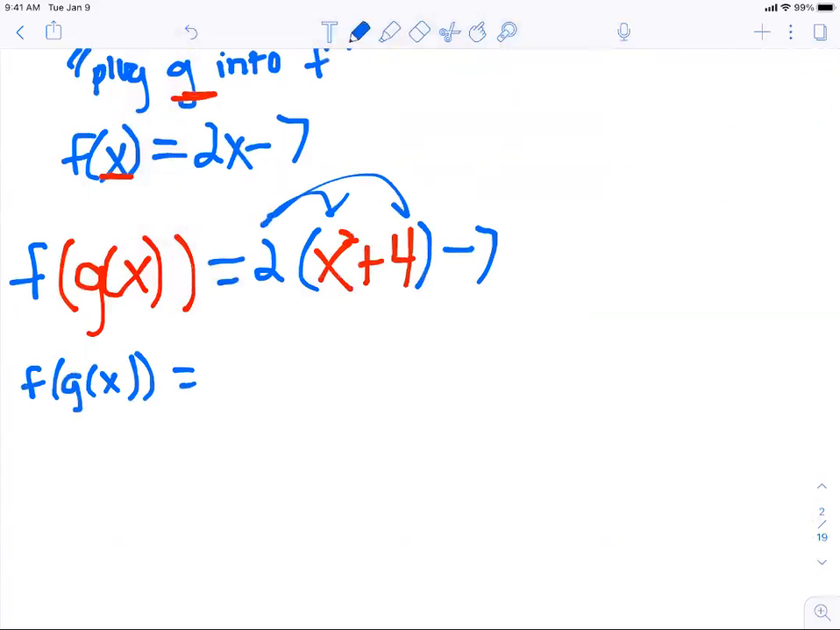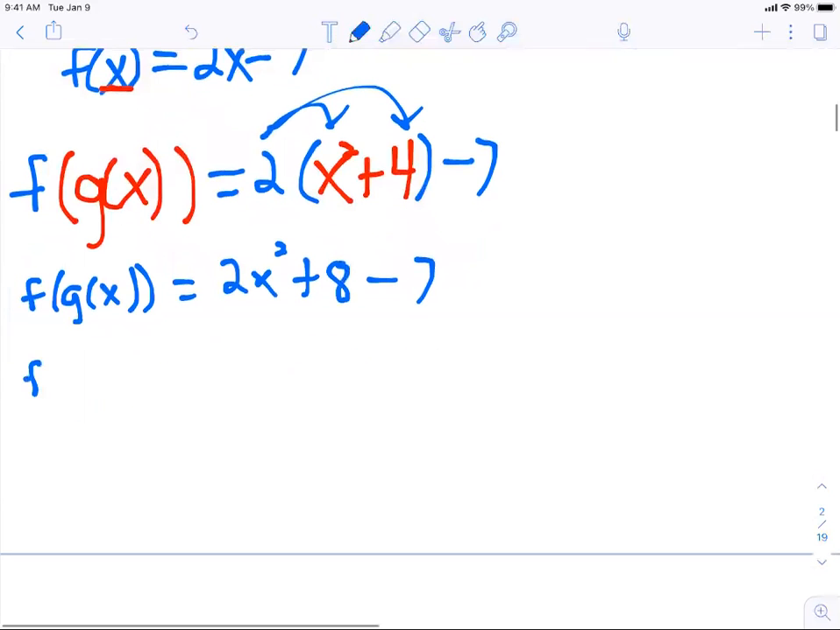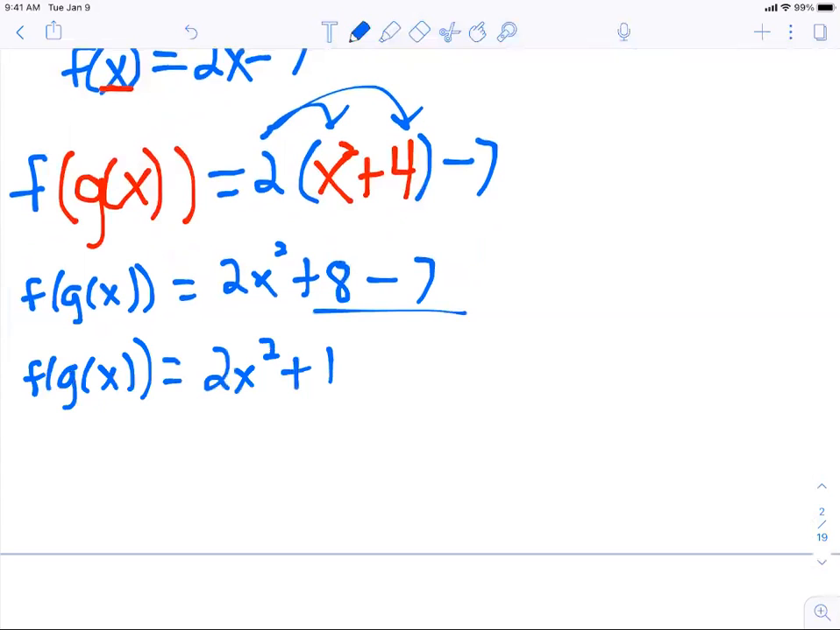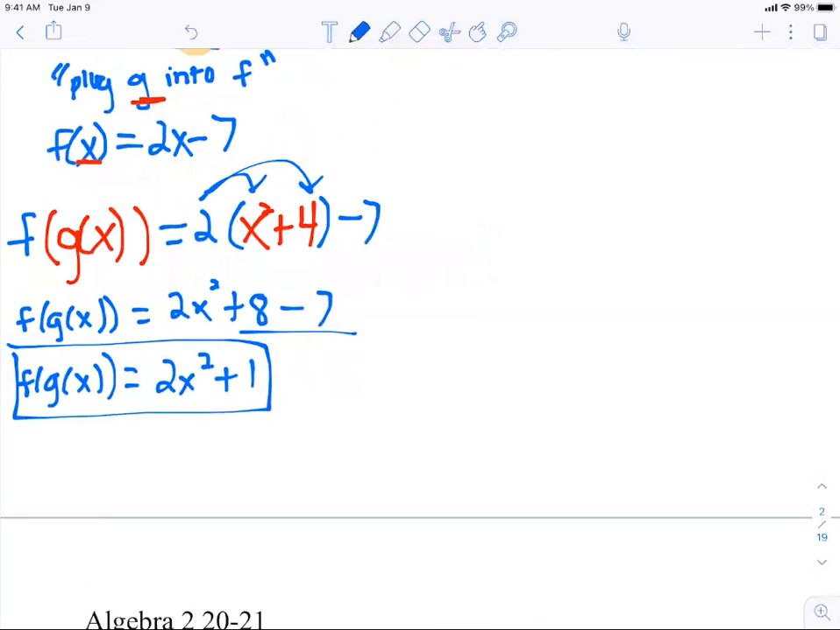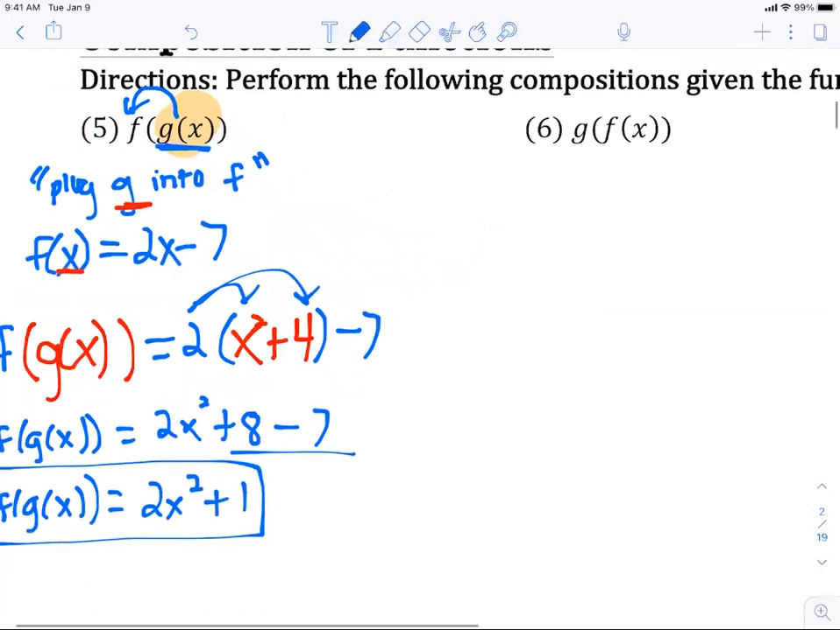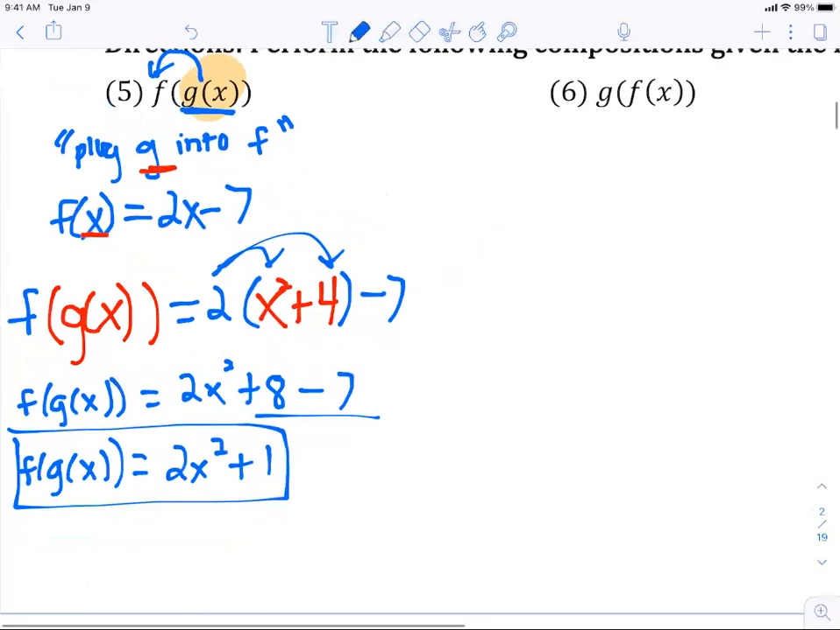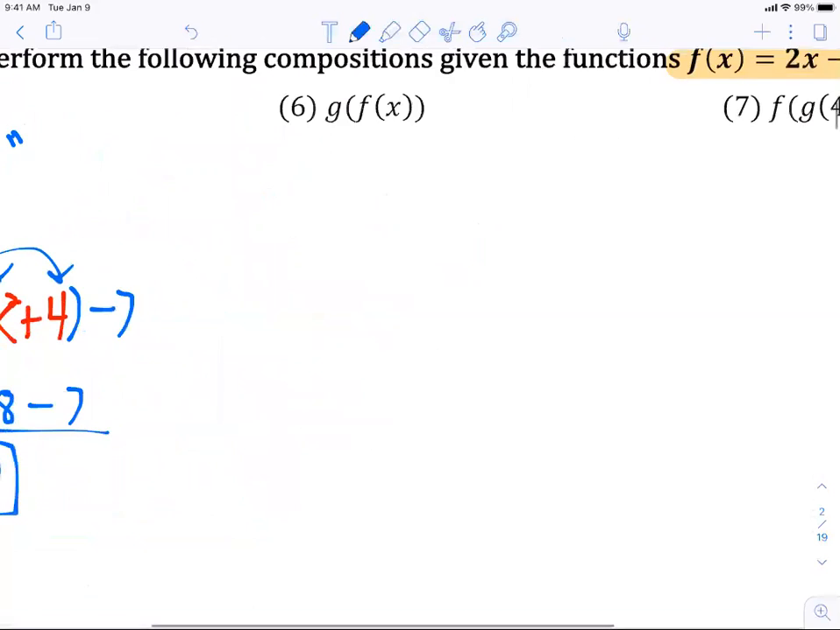So I'm going to distribute the 2 that's out in front. We're left with 2x squared plus 8. Bring down the minus 7. And then last but not least, bring everything else down. That's going to be equal to 2x squared, 8 minus 7 is going to end up being a positive 1. And I can't simplify anything else. All my like terms are combined. We are done. That is f of g of x. That's our composition.